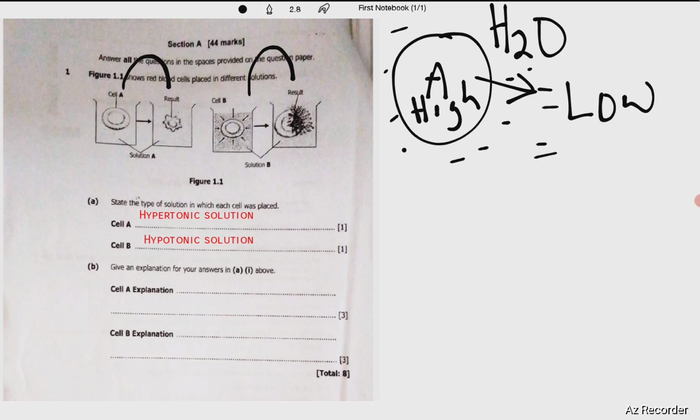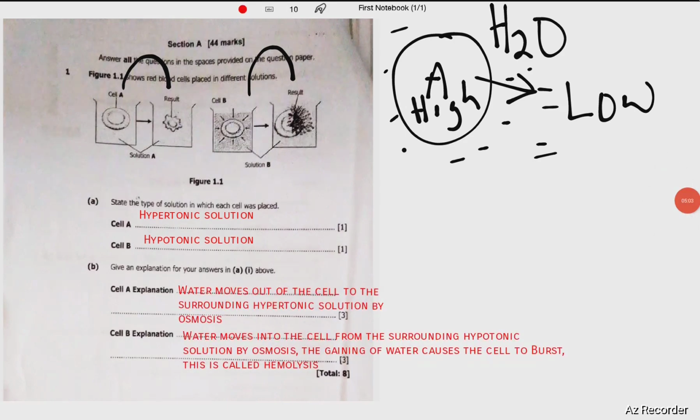Cell A explanation: water moved out of the cell via the process of osmosis to the surrounding solution. So those are the explanations there. Cell A explanation: water moves out of the cell to the surrounding hypertonic solution by osmosis.